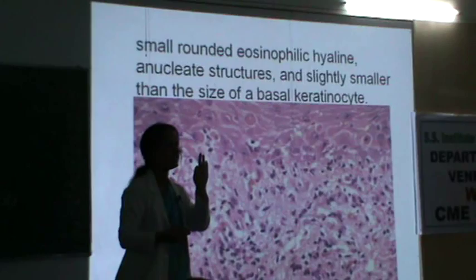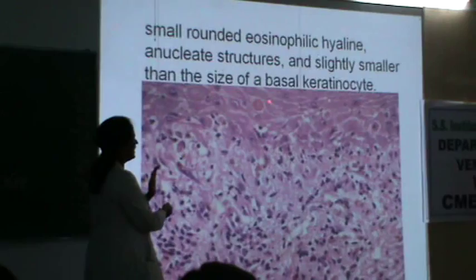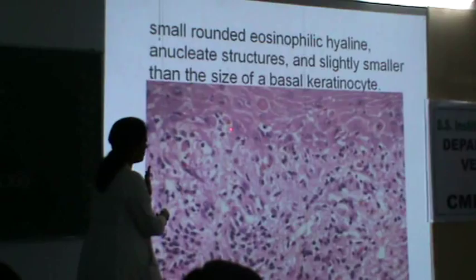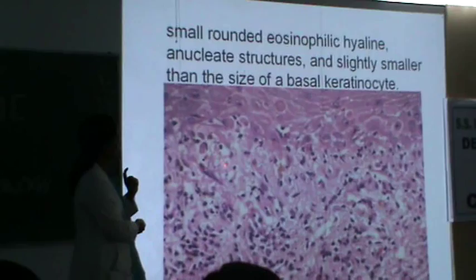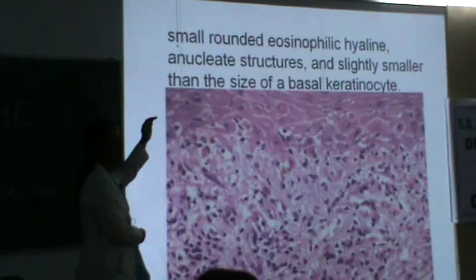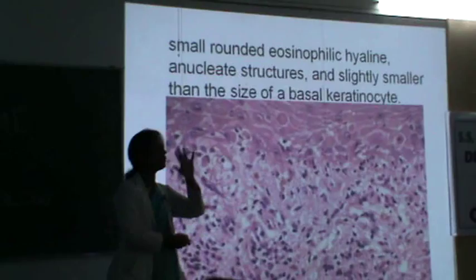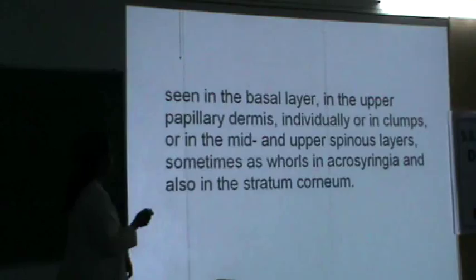Where is it present? This is in the epidermis, in the spinous layer. Most often we see them in the basal layer. We do see them in the, what is this part of the skin? Papillary dermis. Or sometimes they could be seen up to the keratin layer. So civatte bodies and colloid bodies are part of the feature, because we do see them in many other lesions. Next. So basal layer, upper papillary dermis, individually or in clumps.